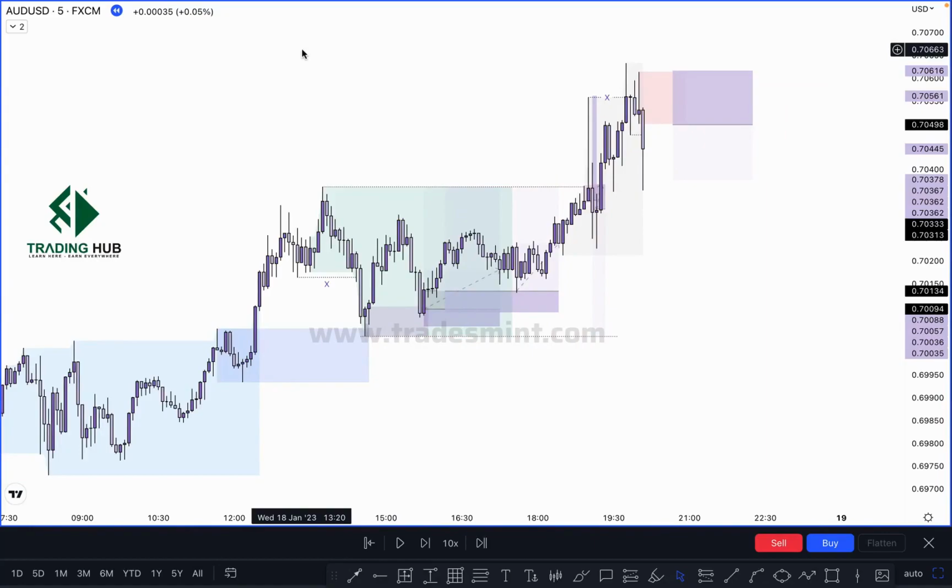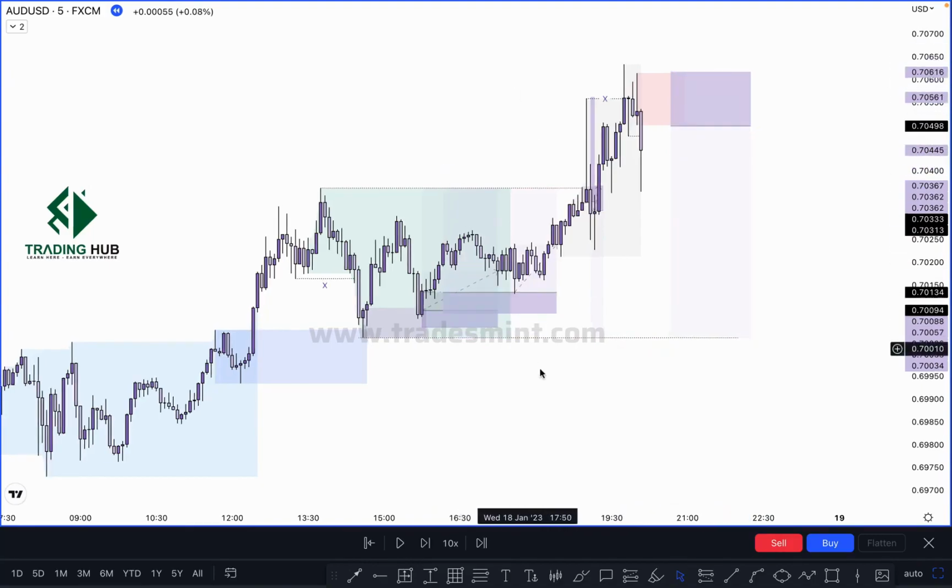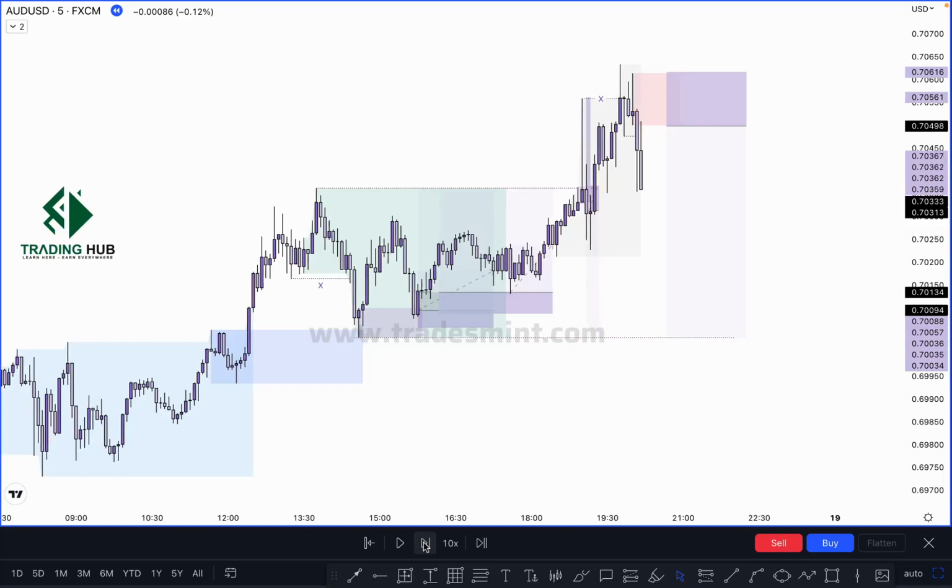And where is your target? Your target is the London session low, which one is here. So this one is our target at this point. This one is our first entry, so you have to wait for it to mitigate this order block. Okay, so finally the market hit our order block. Now you have to wait for the 1 minute confirmation if you want to add one more position.